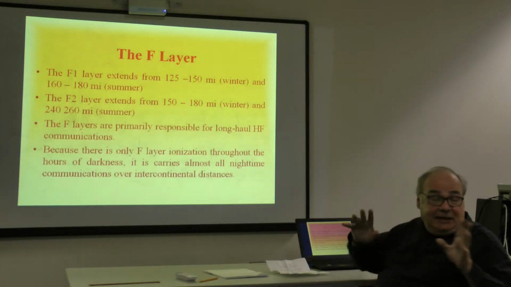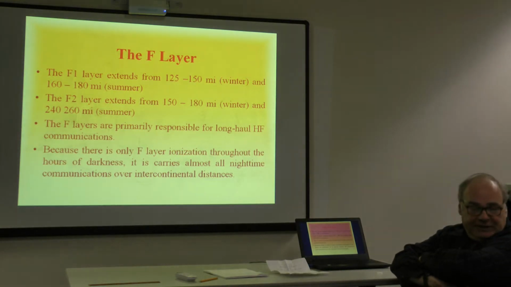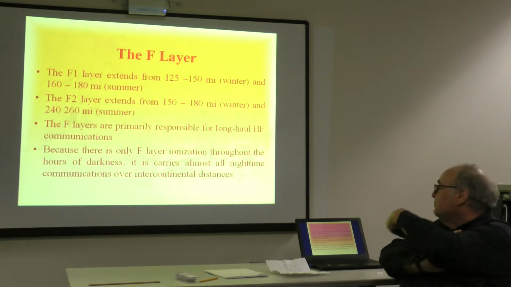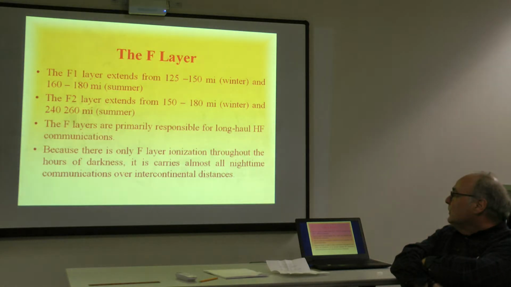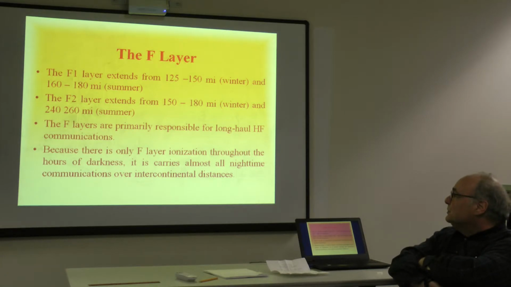But now we get into the key for propagation, and that's the F layer. It tends to vary in terms of altitude, and this is just based on the fact that there's more sun in the northern hemisphere, or in the hemisphere of choice, during the summer season than there is during the winter season. So it extends the F1 layer from about 125 to 150 miles in the winter and about 160 to 180 miles in the summer. Again, thicker because there's greater ionization due to more solar presence. And the F2 layer is up above that, just a little bit higher. And these are the babies that we use for long-haul communications.